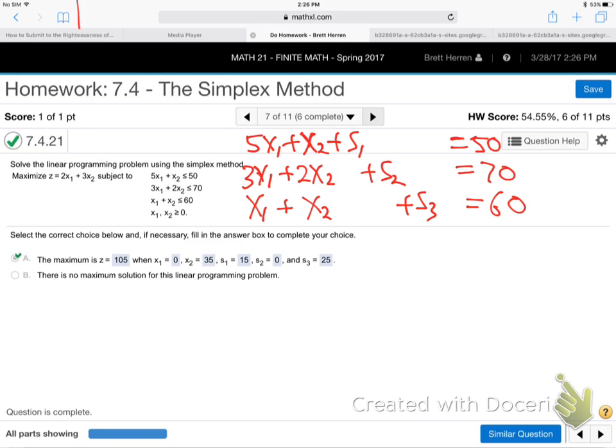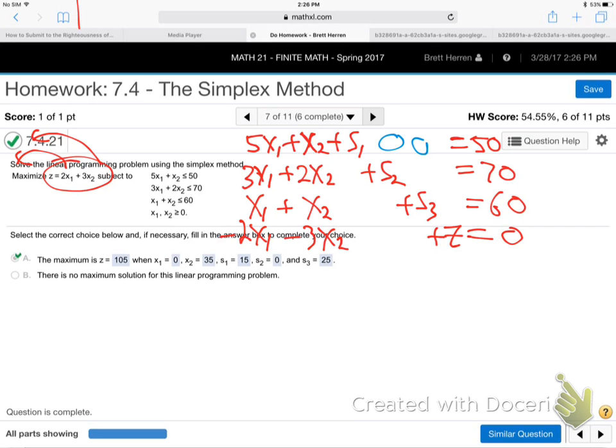Now, remember, the bottom one has to have the z. It's right here. But jump these guys over, and the z goes at the end, right? So minus 2x1 minus 3x2, the z at the end, 0. Always 0 on the right side of the z. That good? Now, turn that into a matrix.